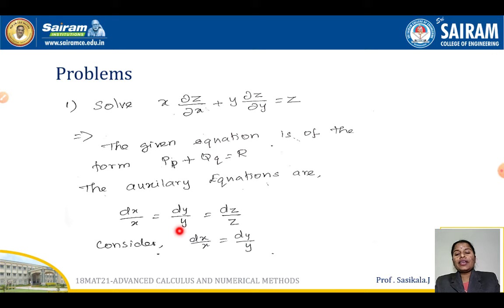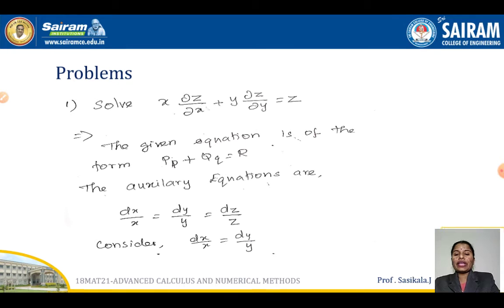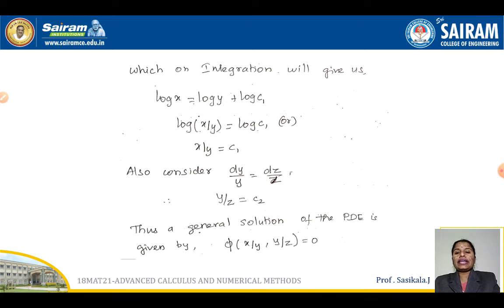You can see it is not required to go with the multipliers, because it's a very simple one. By direct integration of two combinations, you can use the variable separable method, isn't it? So I am going with the first method. Taking the first two combination, only x and y: dx/x = dy/y. On integrating, I will get log x = log y + log c1. So log of x/y = log c1, or x/y = c1.